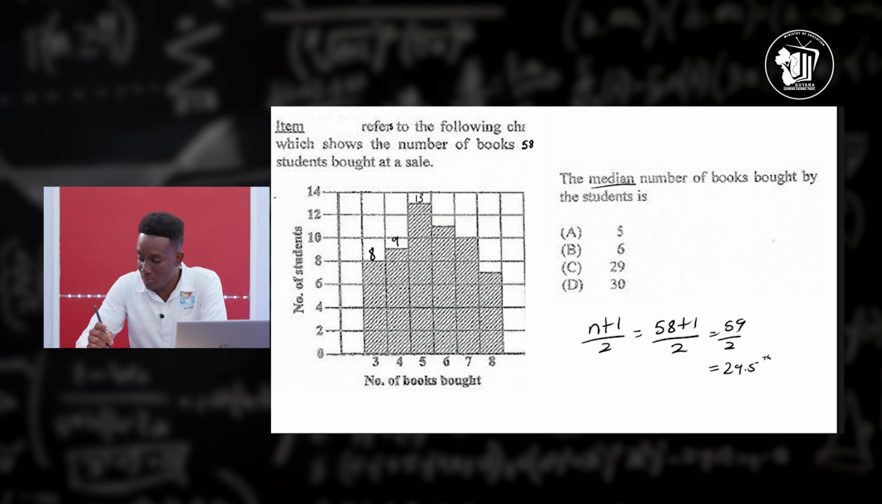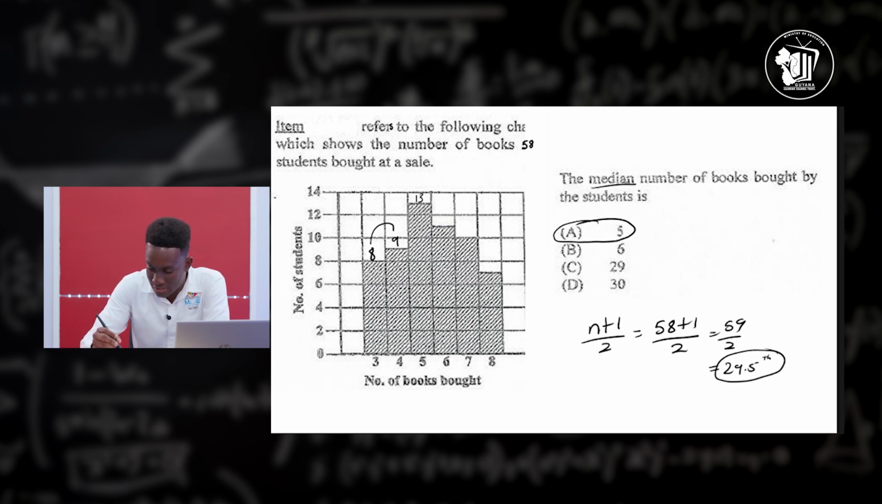So you can see the median number of books bought by the students is 5, because if I add these two, I will get 17, and I add 17 plus this additional 13, I will get 30. So within this 30, I can find the 29.5 position. So the answer is A.